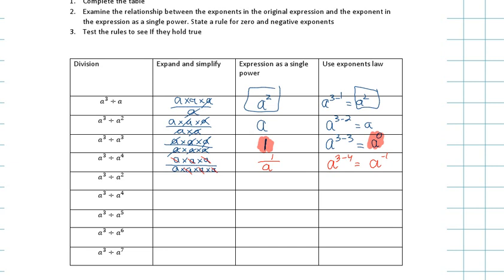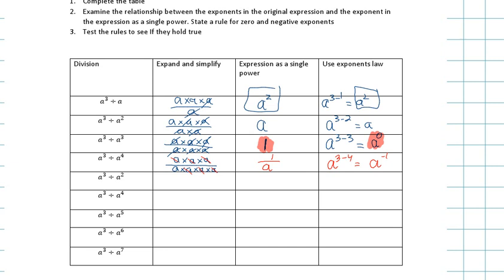So 1 over a is equivalent to a to the power of negative 1. So if it was like -8, it'd be 1 over a to the 8. The exponent is negative. So let's see the next one. It will become clearer with the next one.